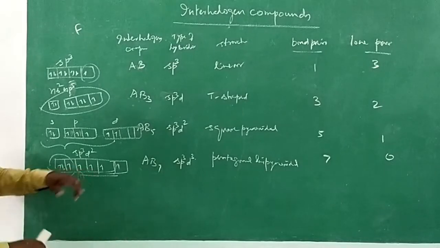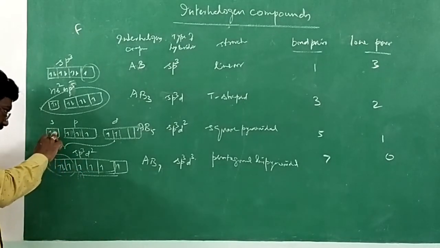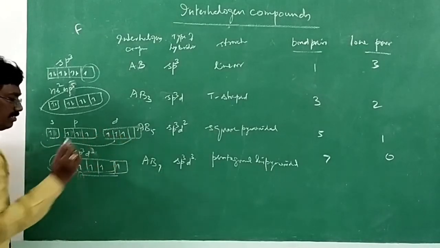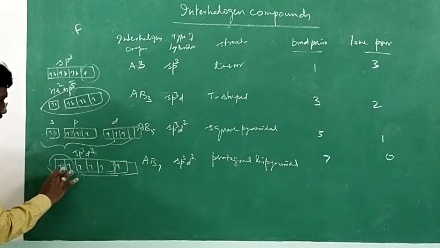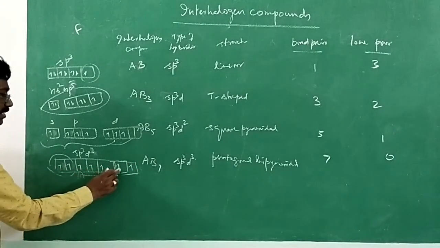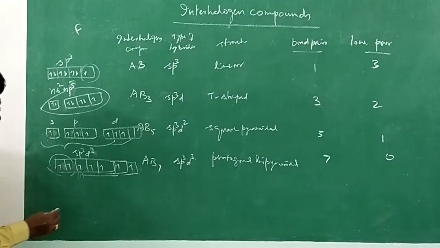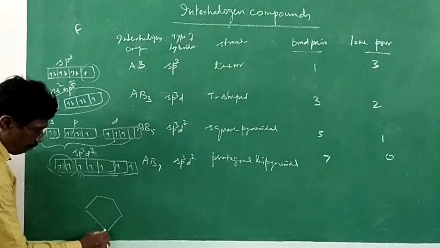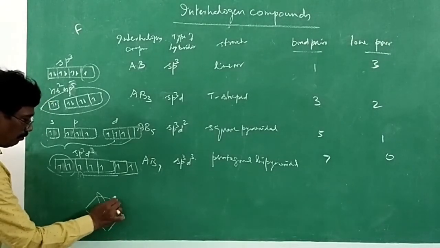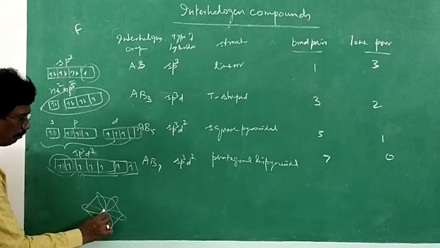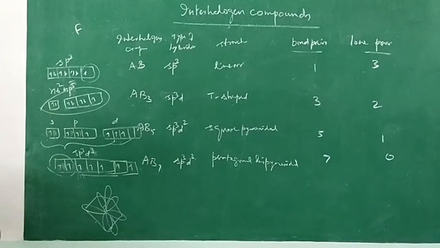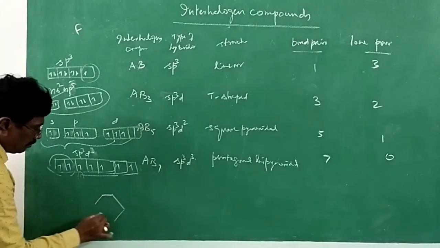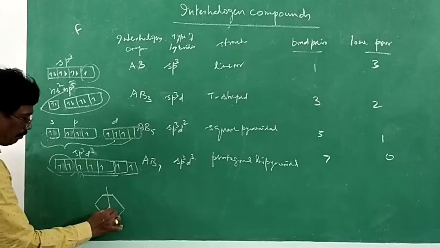Finally, if you go in for AB7, this electron is also shifted here, involved in sp3d3 hybridization. So totally 7 orbitals. 1, 2, 3, 4, 5, 6, 7. All are singly filled. Pentagonal. 1, 2, 3, 4, 5. 5 lobes in a plane, bipyramidal, above 1, below 1. Pentagonal bipyramidal. How? Let me draw like this. 5 in the plane, 1 above the plane, 1 below the plane.